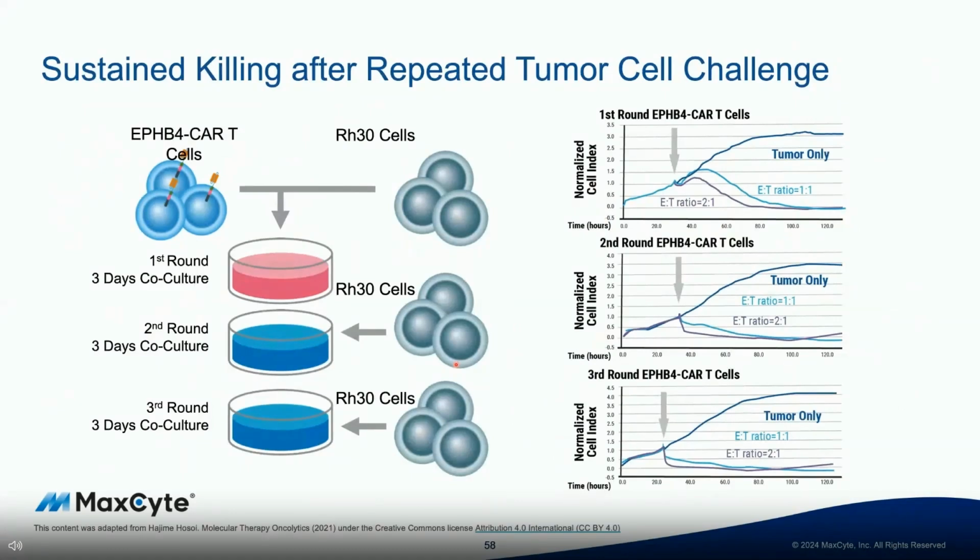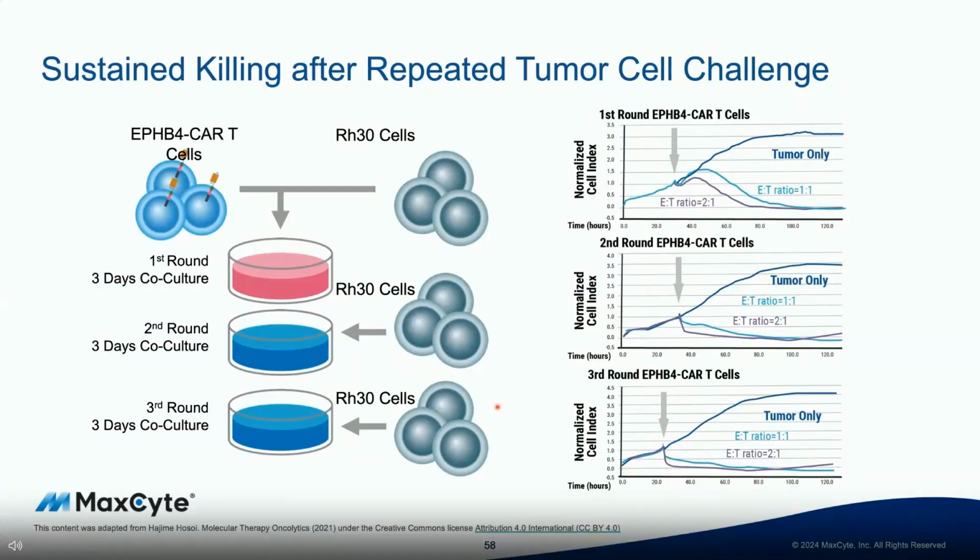And to see how that affected the killing activity of the cells, he co-cultured EPHB4 CAR T cells with target cancer cells and subjected the CAR T cells to 3 different subsequent rounds of killing assays. And he found that the cells could retain killing activity up to 3 challenges with the tumor cells. So also demonstrating that the cells did not have an exhaustion phenotype.